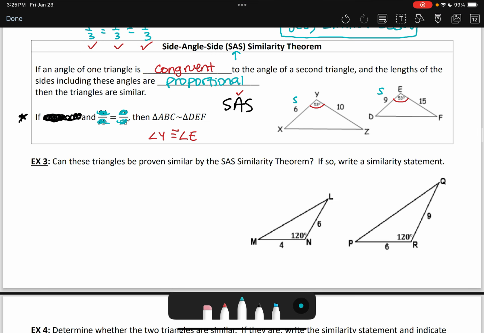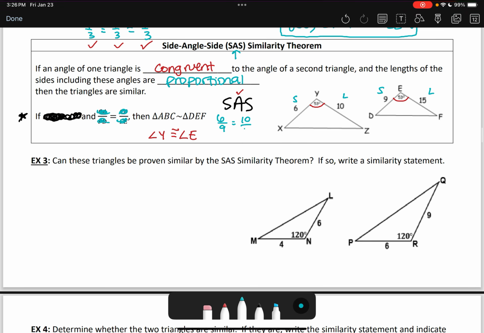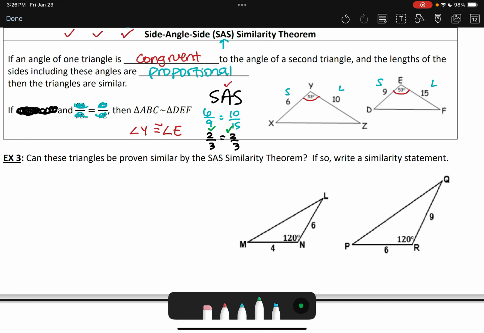So if we end up seeing that we have 6 over 9, for this to be SAS, that small over small would have to be proportional to this, we'll just call it large over large, which would be 10 over 15. Now, if you were to simplify those, what you would end up with is 2 over 3 is equal to 2 over 3. And that right there is two pairs of sides that are proportional. So two sides having the same ratio tells us I can check off the two S's. So what we have here is SAS. This is how SAS works.